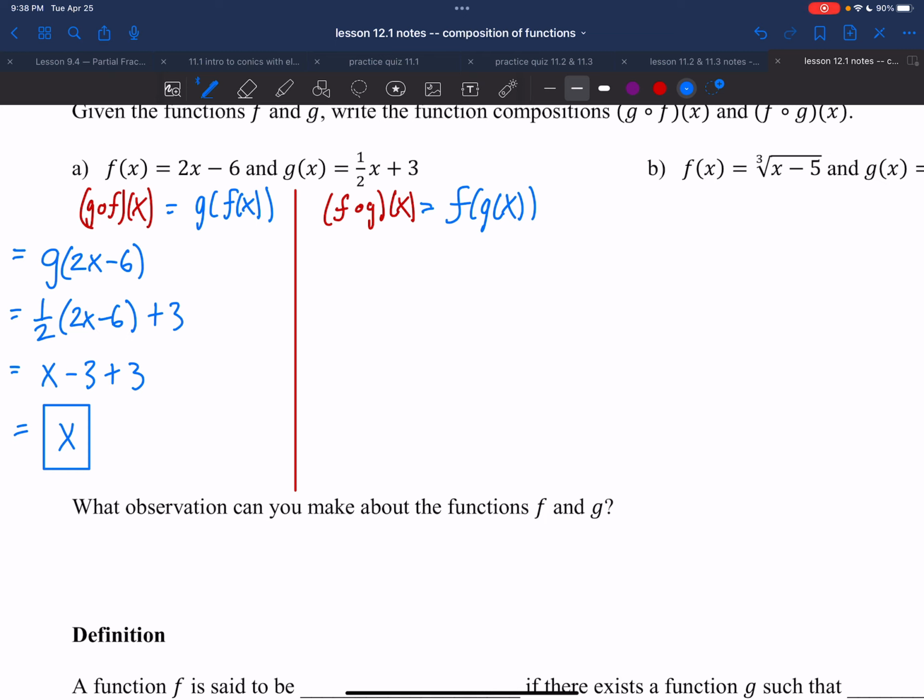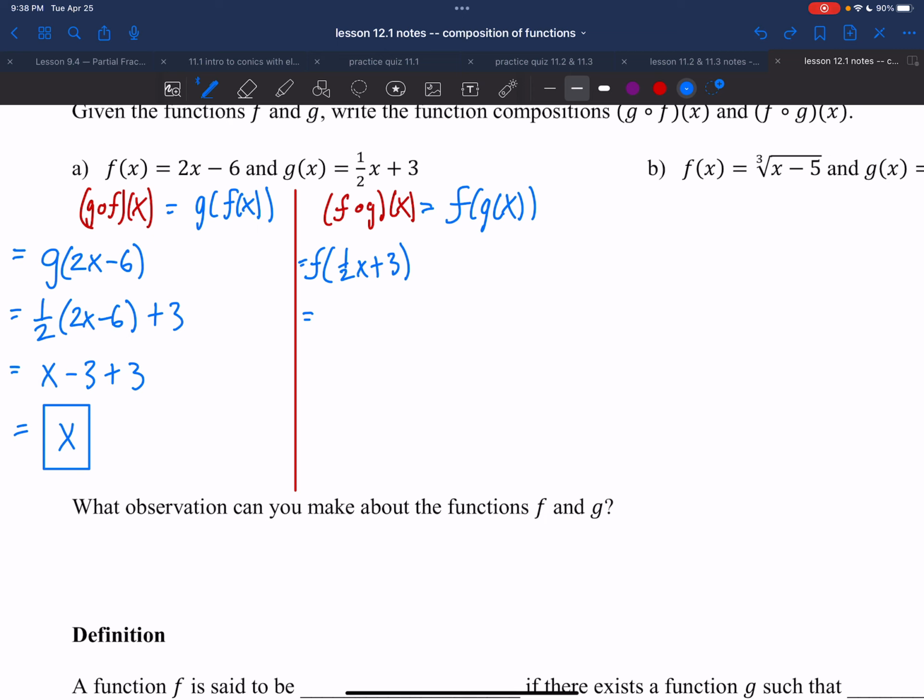Now let's look at the other one, f of g of x. Well, what is g of x? g of x is 1/2 x plus 3. And so this equals f of, the input here is 1/2 x plus 3. So that goes here, yeah?